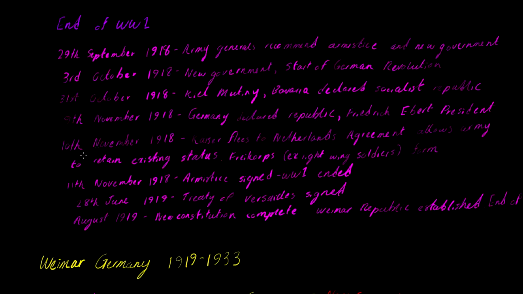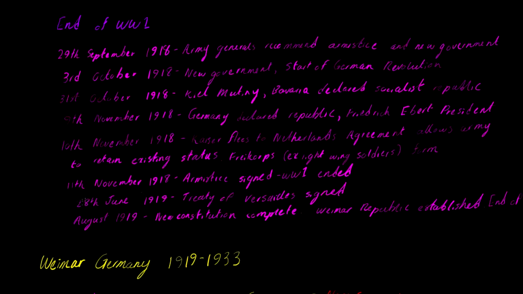On the 10th of November 1918, the Kaiser fled to the Netherlands, and there is an agreement which allows the army to retain its existing status in the new Weimar Republic. And with the formation of the Free Corps, who are basically just ex-right-wing soldiers. On the 11th of November 1918, the armistice was signed and World War I ended, of course. 11th November 1918, an important date in history.